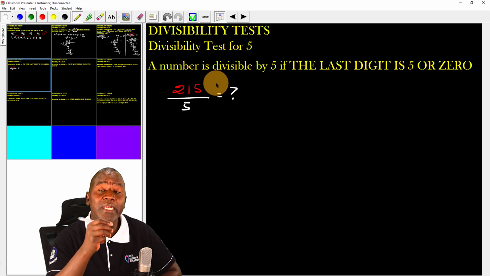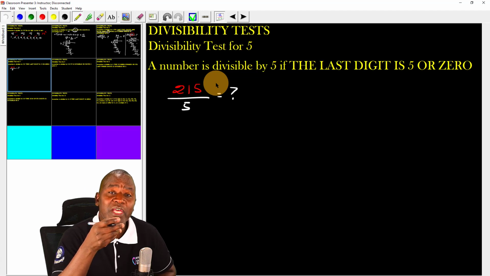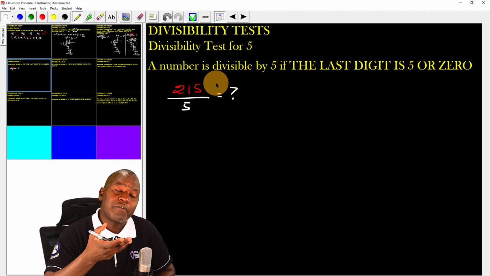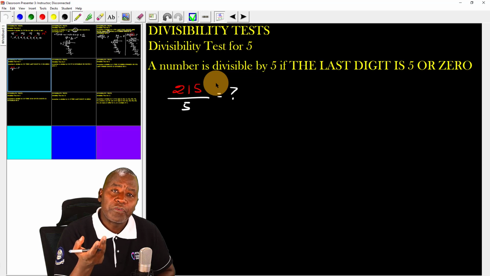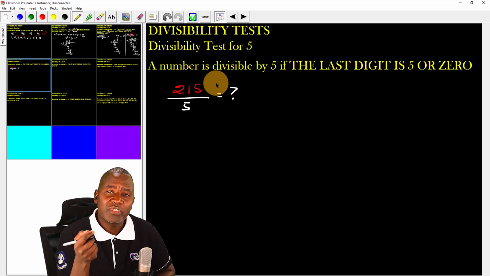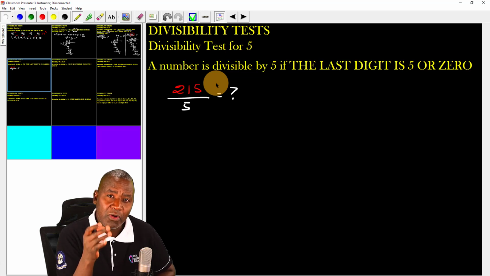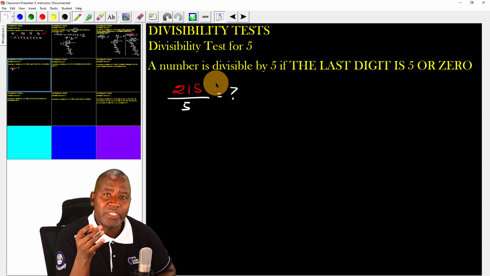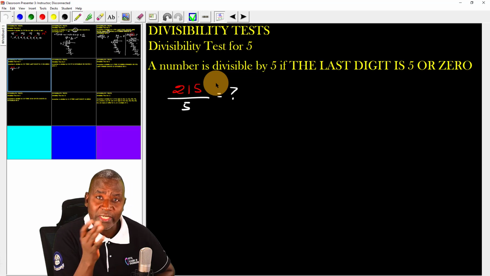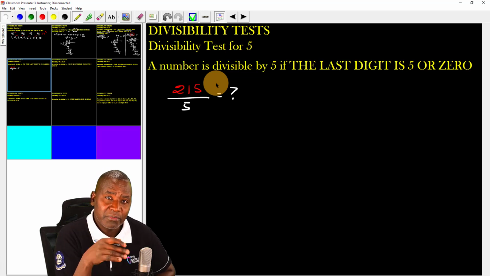And indeed, any number with the last digit being 5, starting from 5, we go to 15, 25, 35, 45, and so forth. Those numbers are divisible by 5. 5 is a factor of those numbers. How about if it has 0? Let's start with 10. 10 is divisible by 5 because 5 goes into 10 twice. 20 is divisible by 5, 30 is divisible by 5, and so forth.